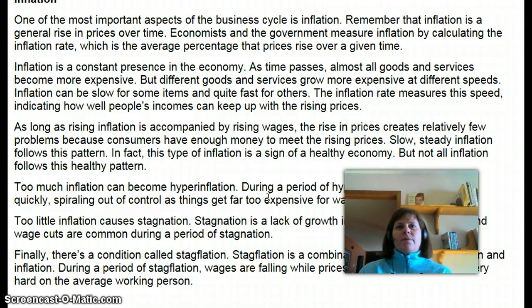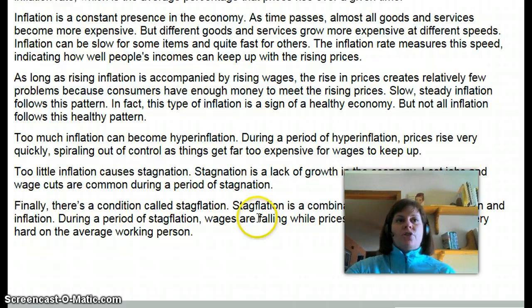During a period of hyperinflation, prices rise very quickly, spiraling out of control as things get far too expensive for wages to keep up. Too little inflation causes stagnation. Stagnation is a lack of growth in the economy. Lost jobs and wage cuts are common during a period of stagnation. Finally, there's a condition called stagflation. Stagflation is a combination of the words stagnation and inflation. During a period of stagflation, wages are falling while prices are rising. Stagflation is very hard on the average working person.